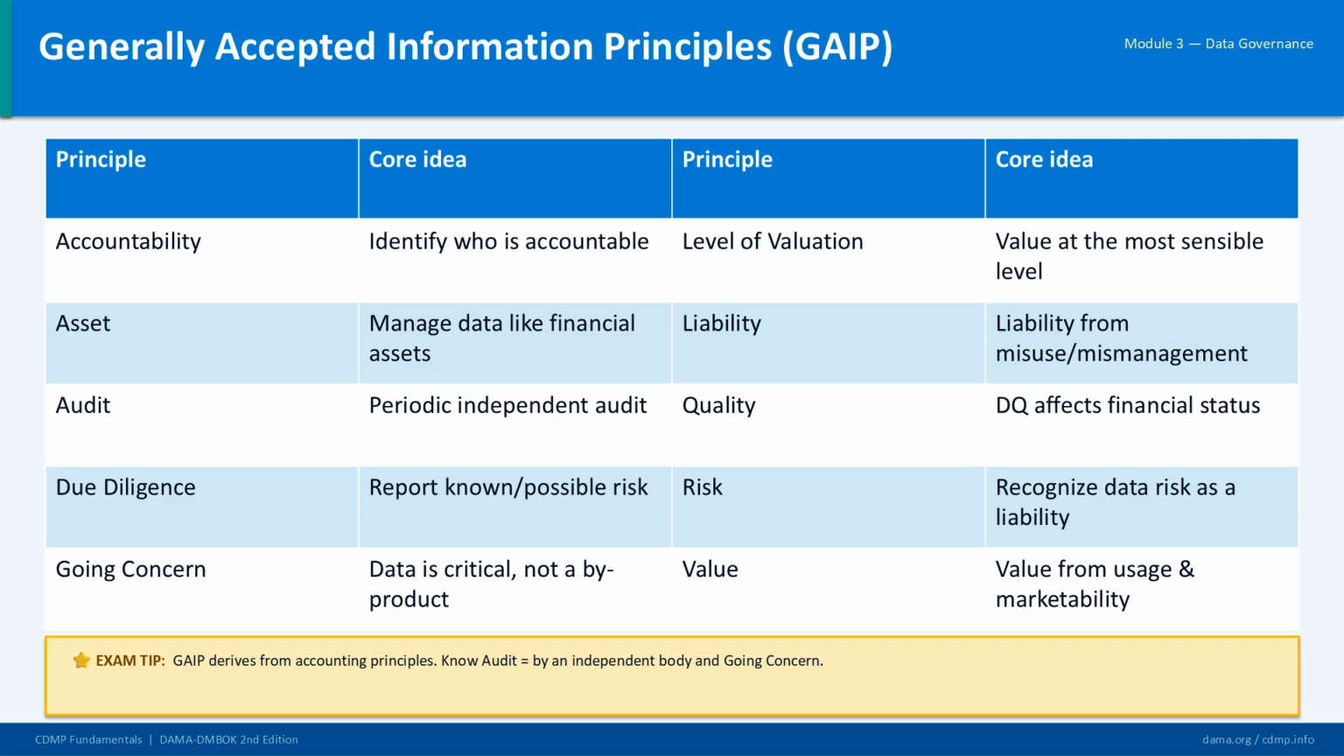Due diligence: report known and possible risk. Going concern: data is critical to ongoing operations, not a disposable byproduct. Level of valuation: value data at the level that makes the most sense. Liability: recognize the financial liability from misuse. Quality: data quality can affect the organization's financial status. Risk: formally recognize data risk as a liability. And value comes from usage and marketability. Two that get tested. Audit must be by an independent body, and going concern means data is critical, not a byproduct.